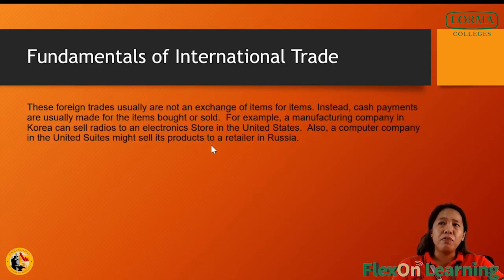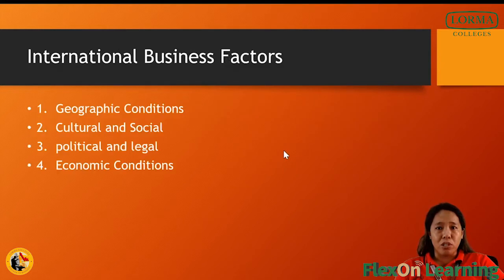Okay. So for the fundamentals of international trade, these foreign trades usually are not an exchange of goods; instead there are cash payments usually made for the items bought or sold. Just like when you go to the store, whenever you buy something, you have to pay in cash. Same is true with international trade, whether you trade with China or Germany, whenever you get something, you pay for it. So Korea, for example, can sell radios to an electronic store in the United States. Also, a computer company in the United States might sell its products to a retailer in Russia.